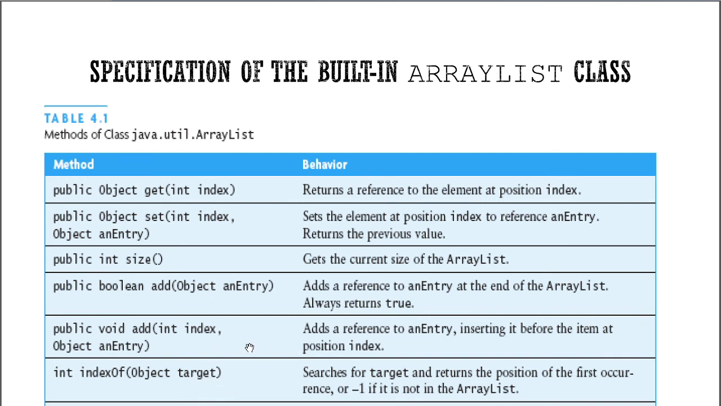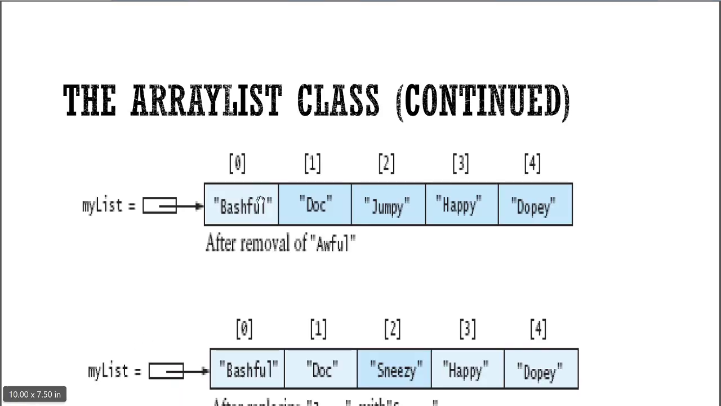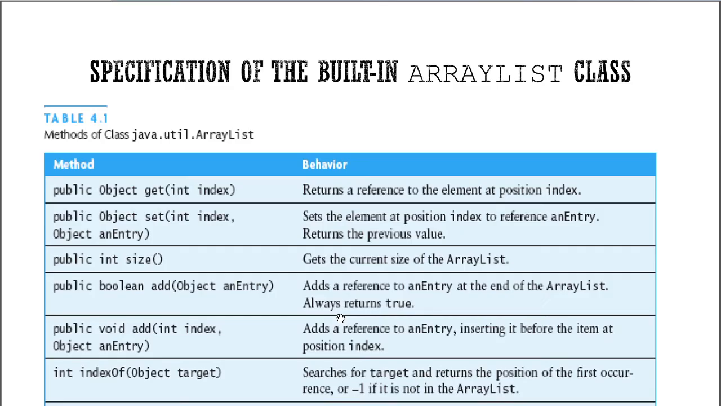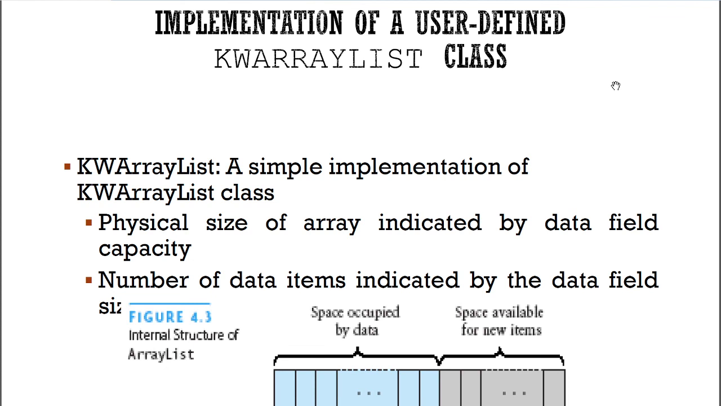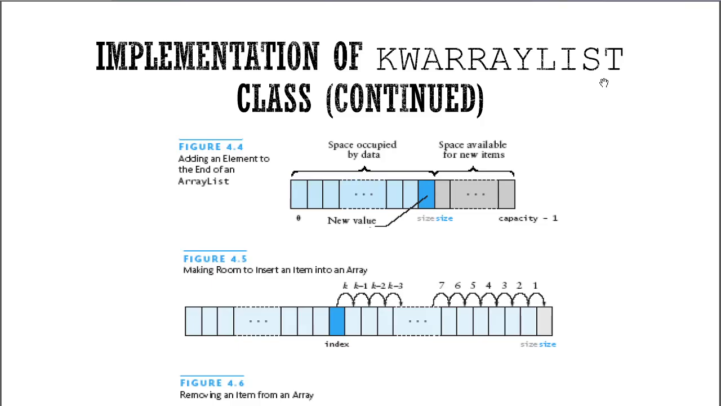Index of is to know the index of an object. Let's say you want to know the index of sneezy. When you call that method, it will return 2. That is a predefined ArrayList that you can use directly from the Java predefined libraries. You can develop your own, but never mind for this subject. For this subject, for ArrayList, you can use the predefined Java.